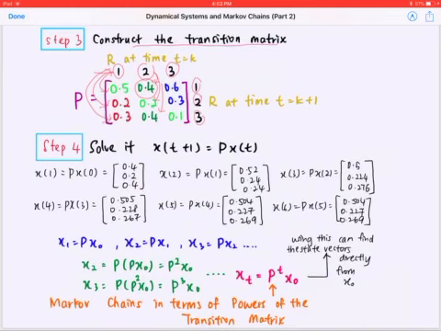And the last step will be to solve it using this equation. The location at a particular time is equivalent to the transition matrix multiplied with the probability in the previous month. So you have x1 equivalent to P, the transition matrix, multiplied with the original one. The second month will be based on the first, the third based on the second, the fourth based on the third, the fifth based on the fourth, and so on.